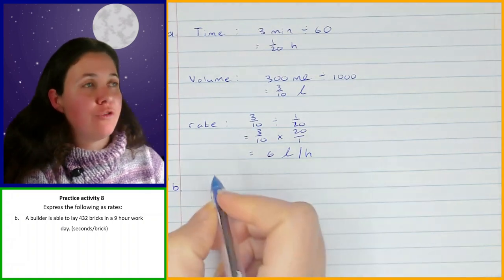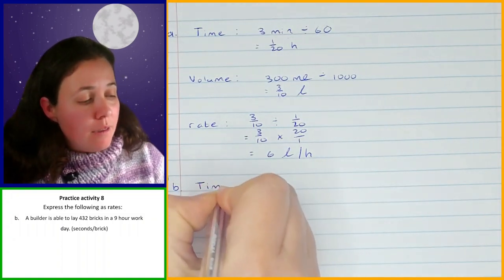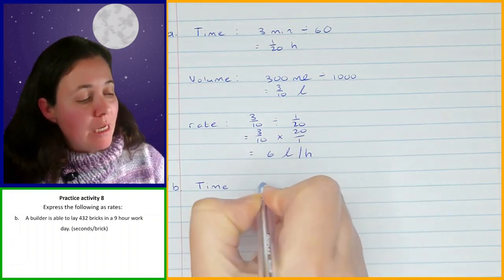Okay, so what we're going to do first of all is convert our time from hours to seconds. So we've got 9 hours.